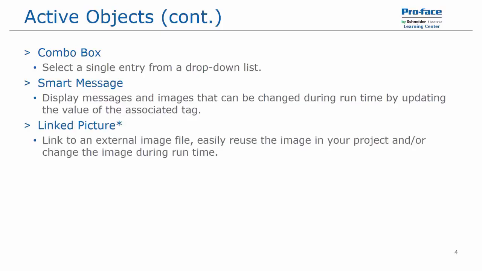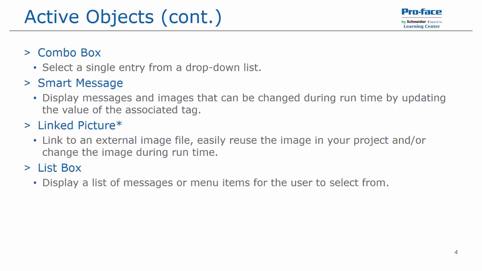A linked picture allows you to link to an external file, be it a JPEG or bitmap, and easily reuse that image throughout the application. And it also allows you to dynamically change what image is displayed at runtime by changing the file path that the linked picture object is tied to. Now, the linked picture isn't technically an active object, but since it is part of an object that is used during development of a screen, we're going to look at it here.